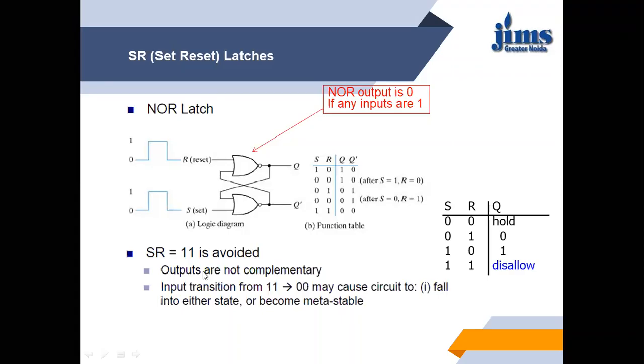So here we can summarize the SR NOR latch: with 0 0 input, output is hold. S equals 1 and R equals 0, output is set. S equals 0, R equals 1, output is reset, and the 1 1 condition is not allowed.